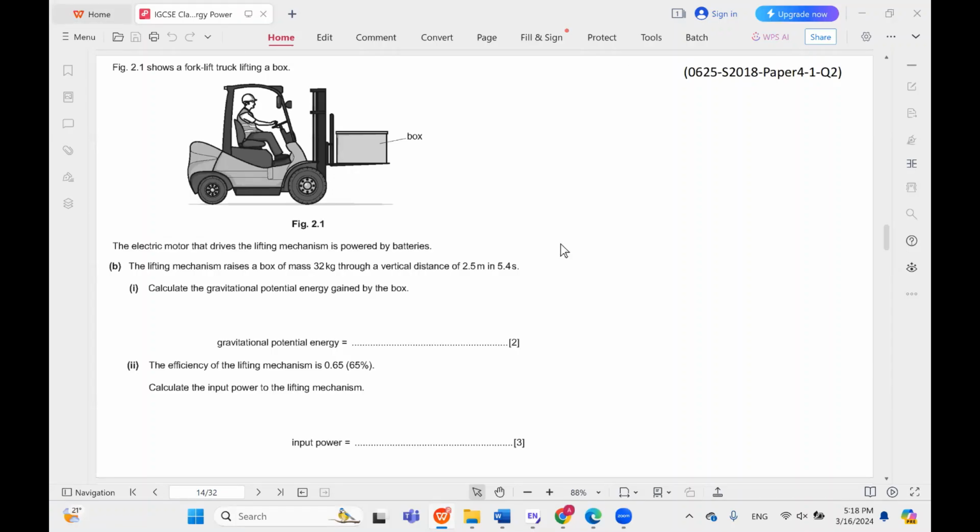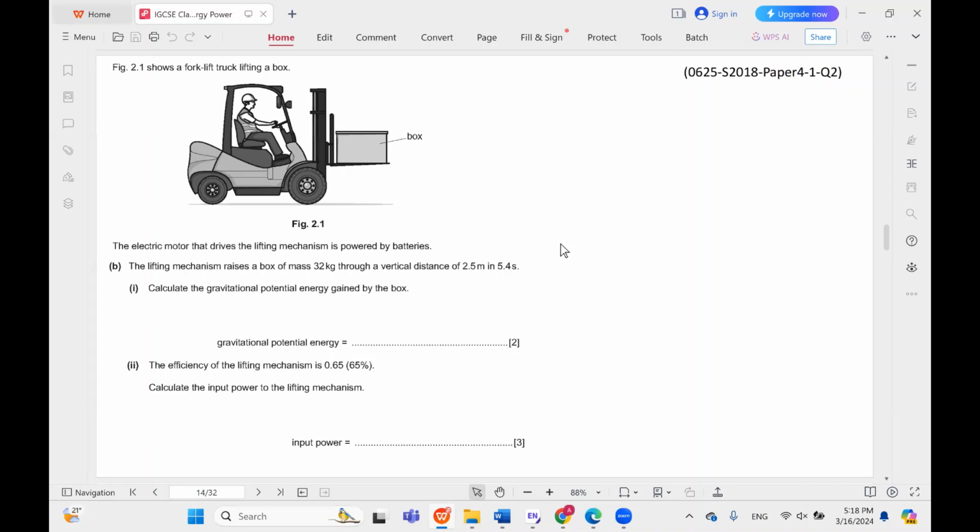In this question, we are told that the figure shows a forklift truck lifting a box. The electric motor that drives the lifting mechanism is powered by batteries. The lifting mechanism raises a box of mass 32 kilograms through a vertical distance of 2.5 in 5.4 seconds. Calculate the gravitational potential energy gained by the box.